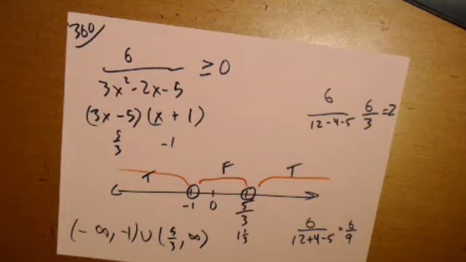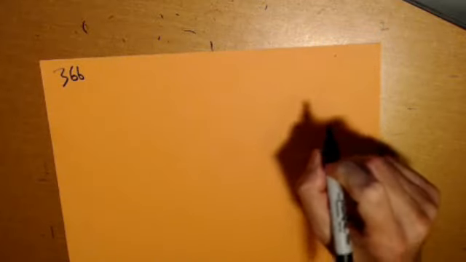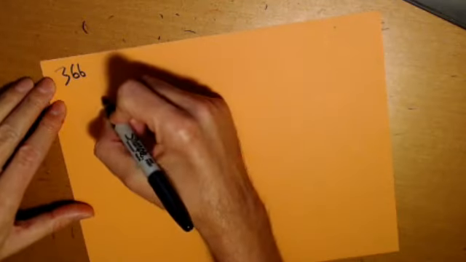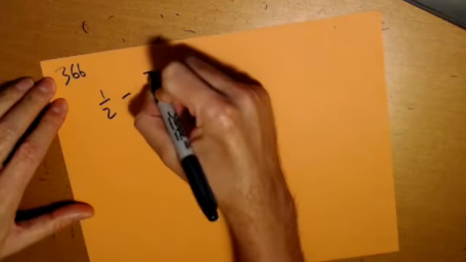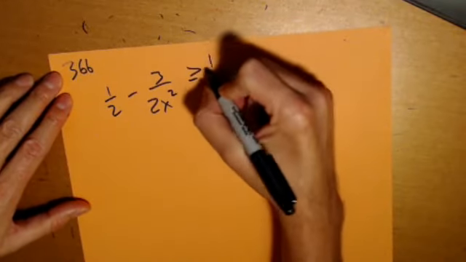Let's try 366, and then we'll be done with 366. I think, let me take a peek down there. Function. Oh, yeah. Easy. 366. 1/2 minus 3 over 2x squared greater than or equal to 1 over x.